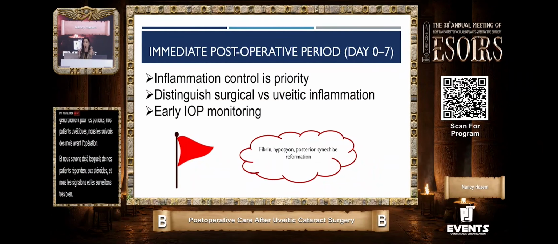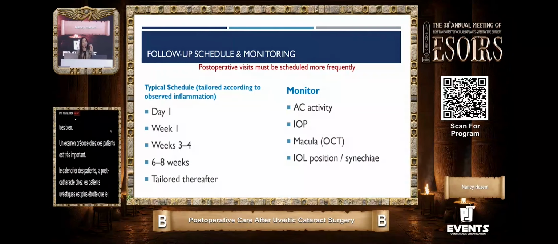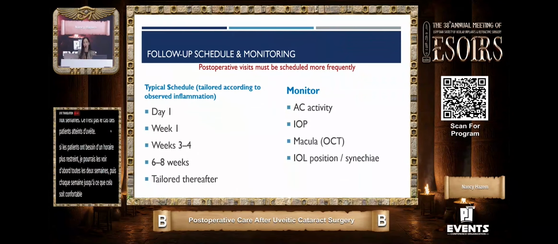The follow-up schedule for post-cataract uveitic patients is narrower than for regular cataract patients. So the post-operative visits should be very frequent. Typically, the schedule is day 1, week 1, week 3 to 4, and then 6 to 8 weeks. This is not the case for uveitis patients. Uveitis patients need a narrower schedule. I might see them initially bi-weekly and then every week until I'm comfortable that the inflammation is controlled at a level that can allow the patient to widen the follow-up period.